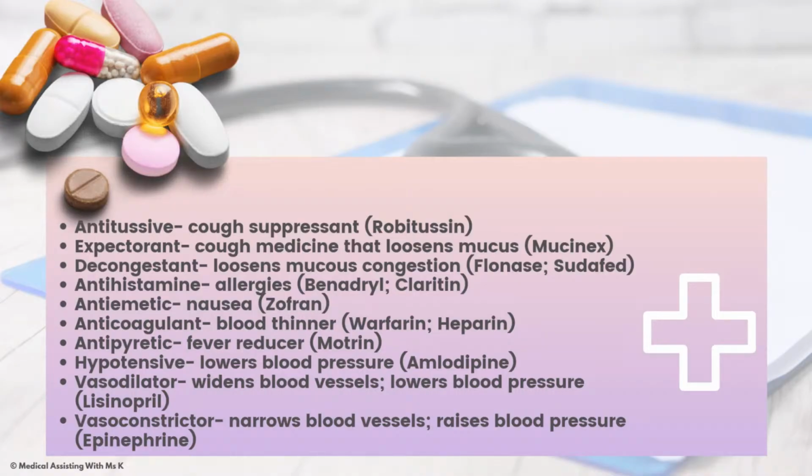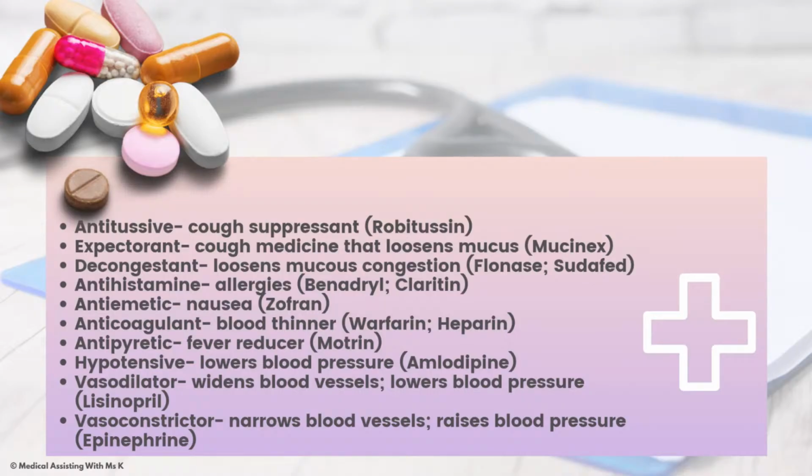An antiemetic is used for nausea. Zofran. The way they may ask you on a test is, Zofran is an example of which type of medication? You have to know it's for nausea. Anticoagulant, that is a blood thinner. You have warfarin or heparin. An antipyretic is a fever reducer. Pyretic refers to fever or hot. It's the medical term; pyretic means hot, fever in this case.